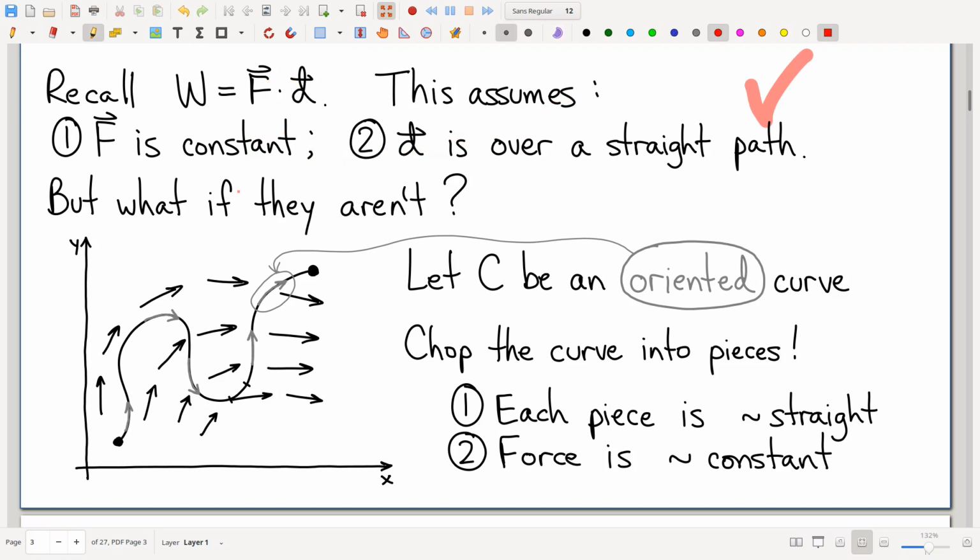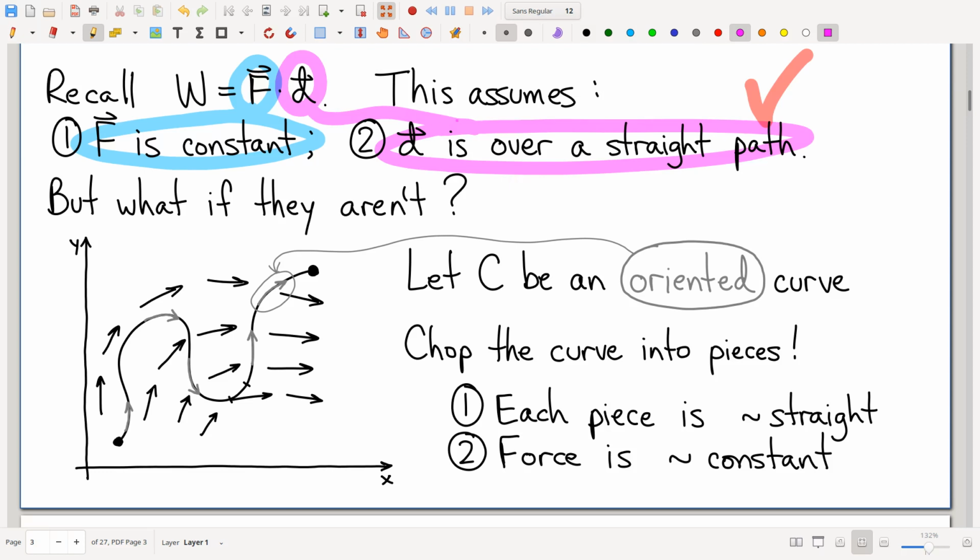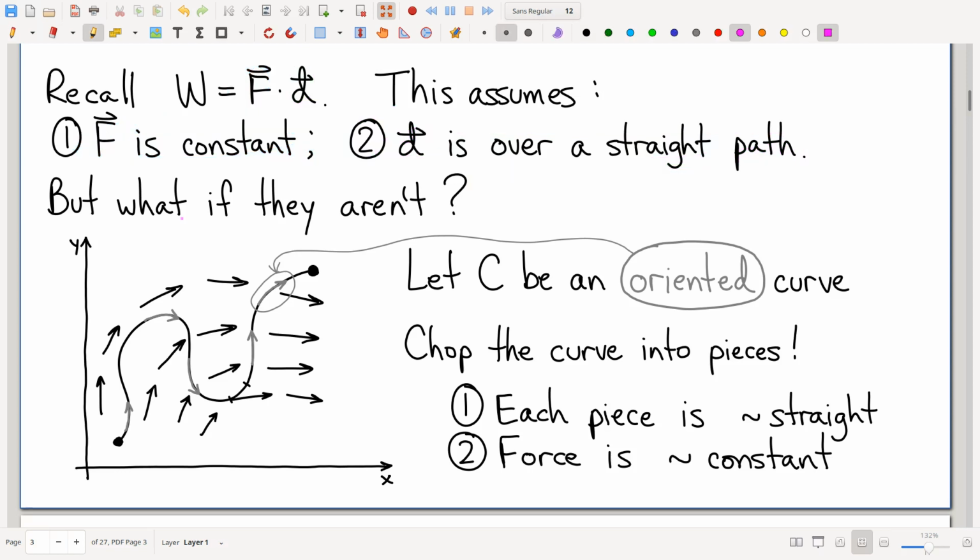Okay, great. So here's now another improvement we're going to have to worry about, because it remains that this formula requires that the force be constant over the entire displacement. That's built into what this formula is. What if it's not? And likewise, built into this formula is that the displacement has to be over a straight line path. What if it isn't? There's all sorts of situations where we move not in a straight line. Okay, so how do we deal with that if they aren't?